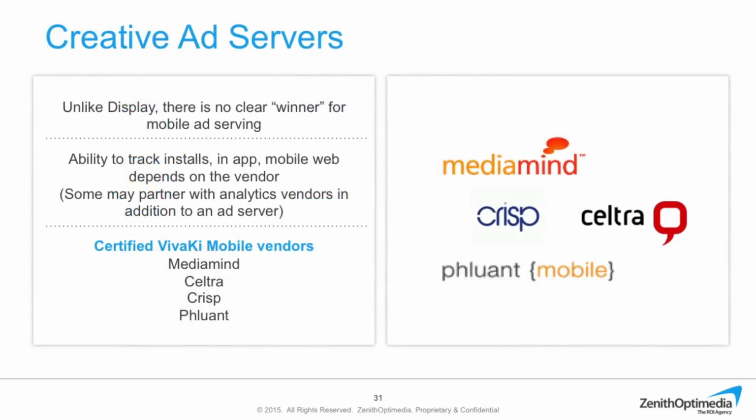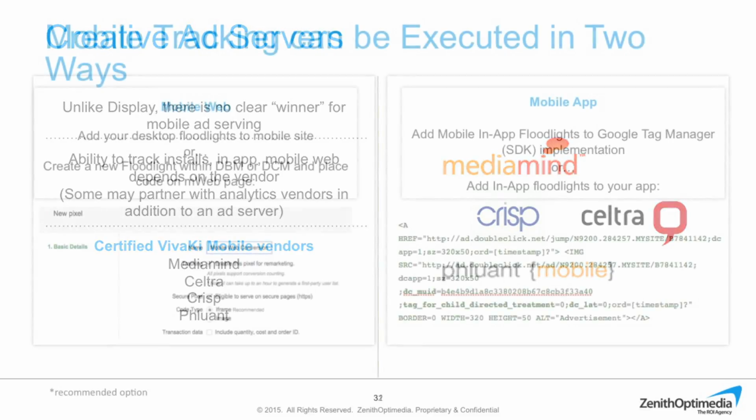Another technology that's very important within programmatic are the ad servers. Now there are mobile-specific ad servers that we use, but unfortunately there is no clear winner for mobile ad serving, and so our clients will use one of many. Mobile ad servers will track more than just impressions and clicks. They also allow for the tracking of mobile web and in-app installs or actions. Some of the certified Viviki mobile vendors include MediaMind, Celtra, Crisp, and Fluent.